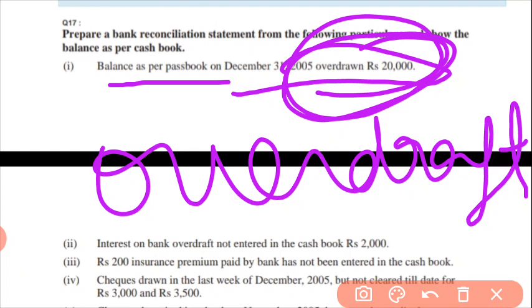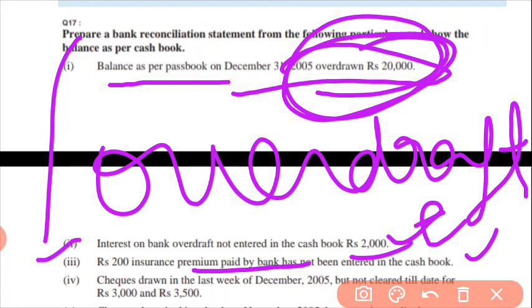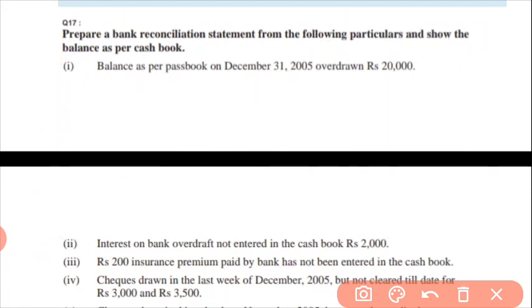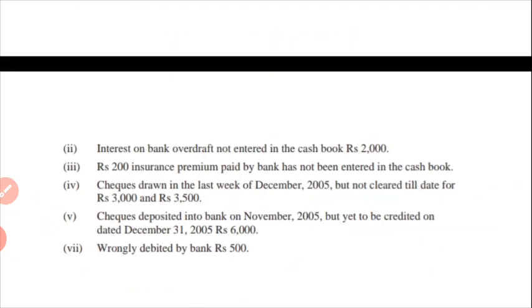Now see the next adjustment, interest on overdraft not entered in cash book, 2,000. Okay, interest on overdraft is our expense. So whenever it gets paid, cash book will be reduced, मतलब reduced, and passbook will be added. So here it will be a plus item. Okay, after that, insurance paid by bank has not been entered in cash book. So whenever it gets recorded, तो cash book will be subtracted, यानी कि minus, but here we are recording as per passbook, so it will be plus. Okay, cheque drawn in the last week but not cleared till the date, 3,500. Okay, so it will be recorded in the minus item.